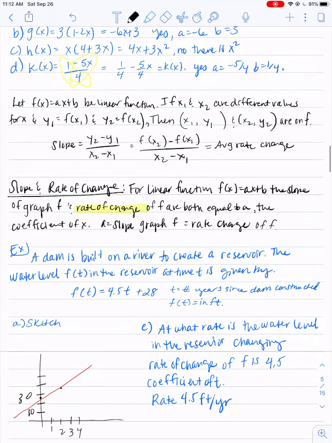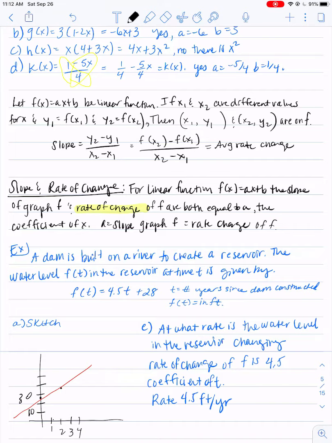Alright, so now we're going to show that slope and our average rate of change are the same thing for linear functions. So let f of x equals ax plus b be a linear function. If x1 and x2 are different values for x, y1 equals f of x1 and y2 equals f of x2, then (x1, y1) and (x2, y2) are on f. So our slope is equal to y2 minus y1 over x2 minus x1. And our y1 and y2 are equal to f of x1 and f of x2.